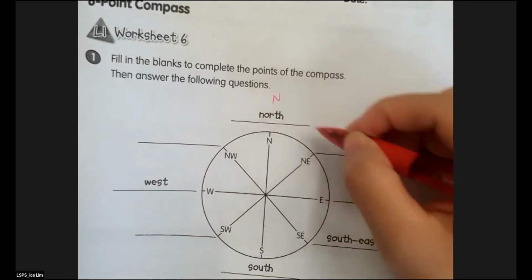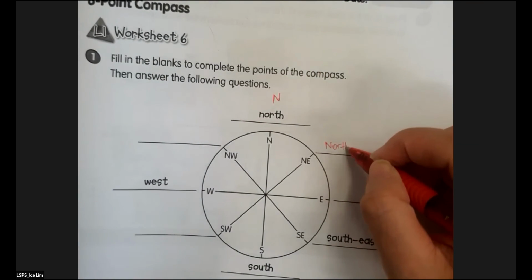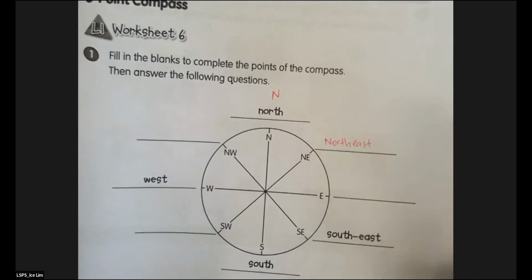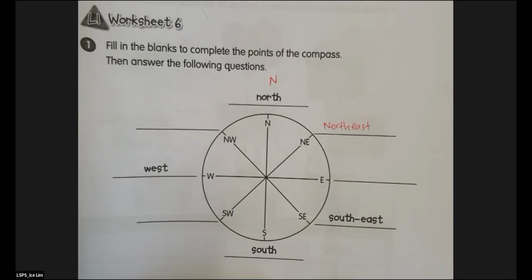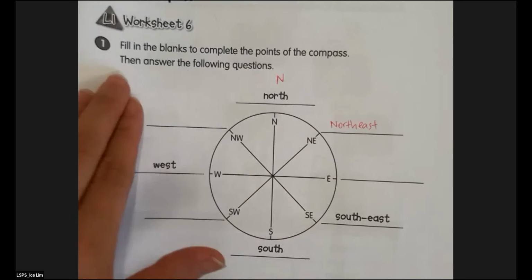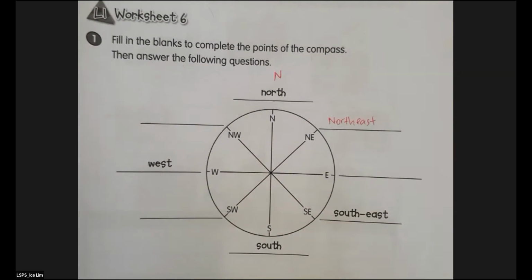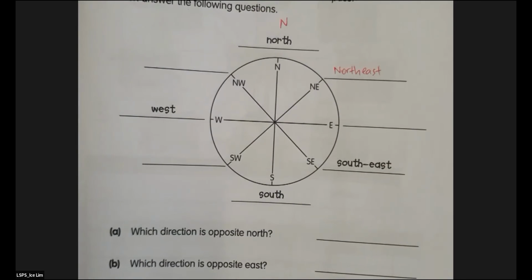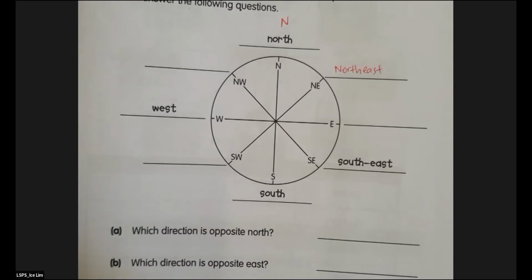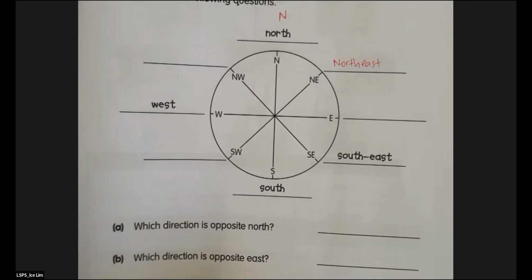So north, east. Please make sure you check your spelling. Okay, spell correctly. South, east, south, southwest, west, northwest. Okay. North, east, southwest, east, southwest, west, northwest.